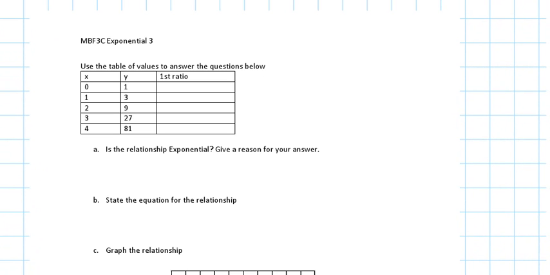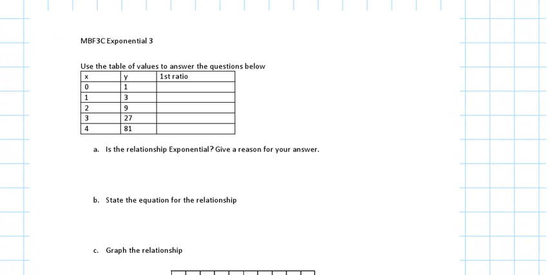Okay, so I have a table of values here, and it's asking you to use the table of values to answer the questions below. So the first thing that they ask you to do in the table of values is to find the first ratio. What's the first ratio? What do I do?